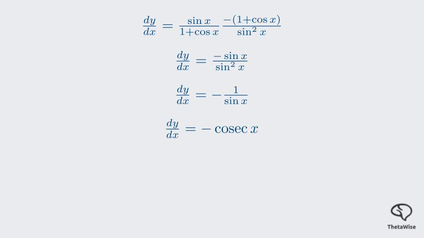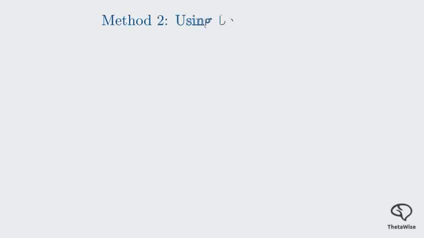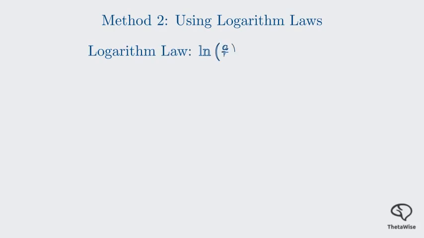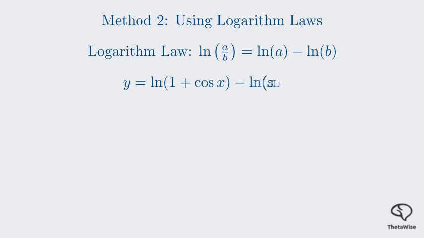Now let's explore an alternative, often simpler method. We'll call this Method 2, using logarithm laws. This method relies on the logarithm law that states the logarithm of a quotient is the difference of the logarithms. This is a very powerful tool in differentiation. Let's apply this to our function y. We can rewrite y as the natural log of 1 plus cosine x minus the natural log of sine x. Notice how this has transformed a complicated quotient into a simple difference of two functions. Now differentiating is much easier.